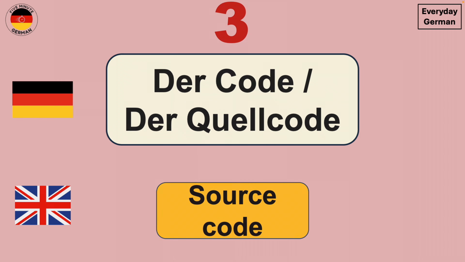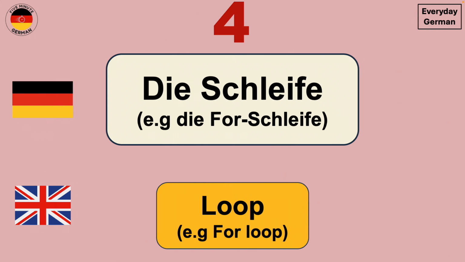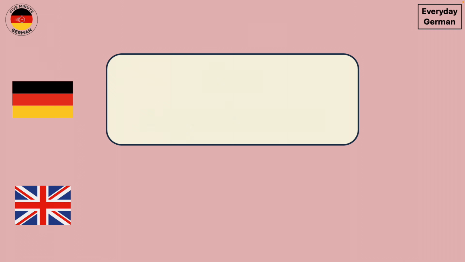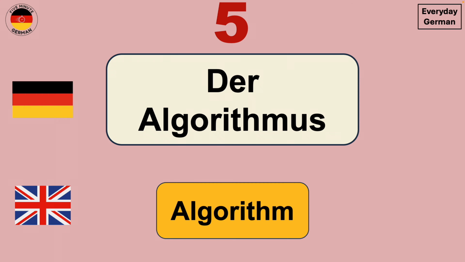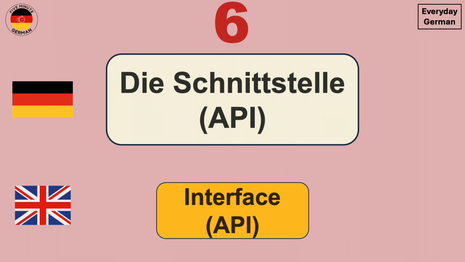Another commonly used term in programming is die Schleife, which means a loop. For example, the for loop or die Forschleife in German, die Schleife. After that we have der Algorithmus, which is the algorithm. Another word which you will hear a lot is die Schnittstelle, which is the interface, die Schnittstelle. This can also be an API or API Schnittstelle.